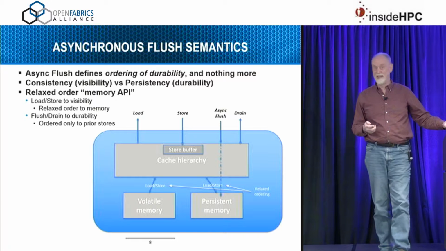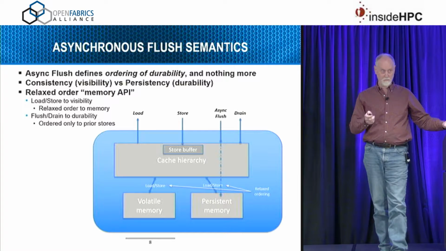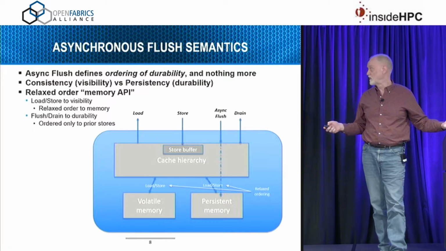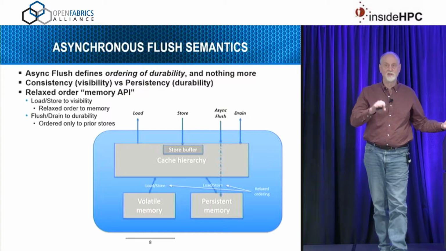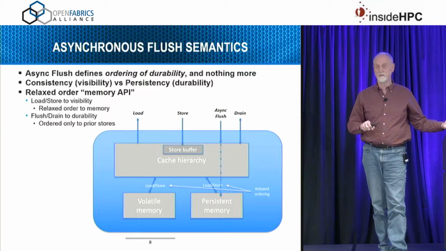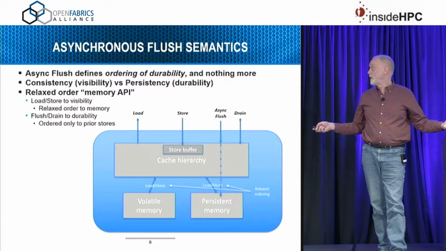These are kind of pale. I hope you can see this presentation online where you can get a little more detail. But it's important to note that the async flush defines the ordering of durability, and only the ordering of durability. It doesn't define a memory order. It doesn't define what order the cache actually pushes things, for instance, to memory. We disassemble the idea into consistency or visibility and persistency or durability.